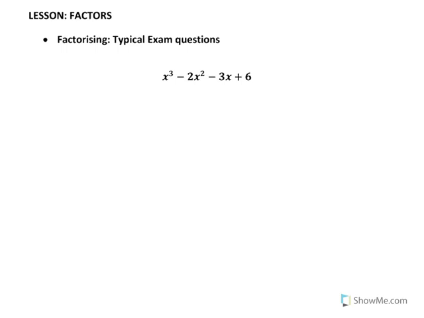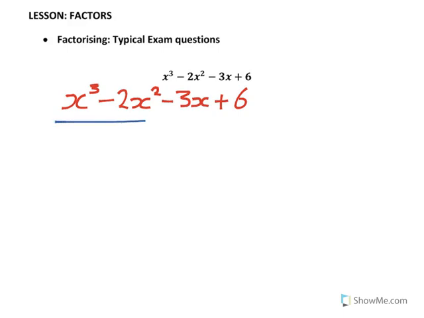Again, let us look at this one. It's a typical exam question. It says factorize x cubed minus 2x squared minus 3x plus 6. Again, when you are factorizing, let me write it again. x cubed minus 2x squared minus 3x plus 6. Now we can look at the first two items and also look at the last two items. If you look at the first two items, what is common there? x cubed minus 2x squared.